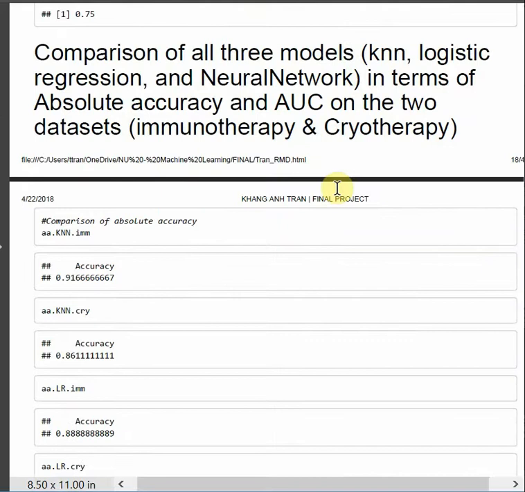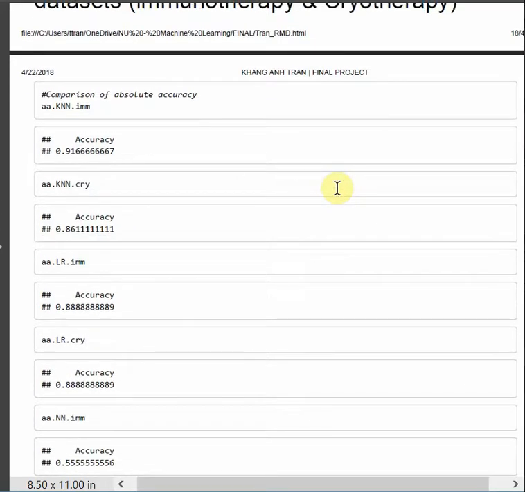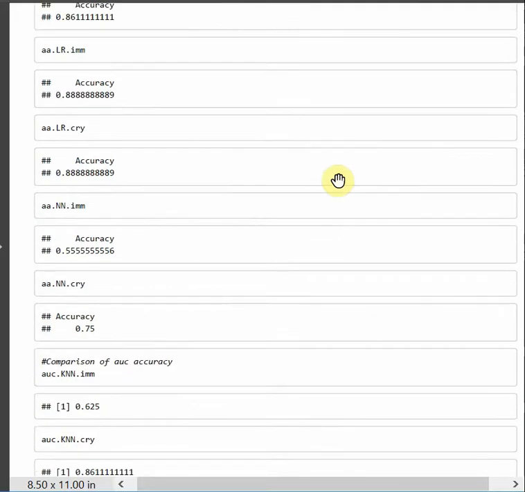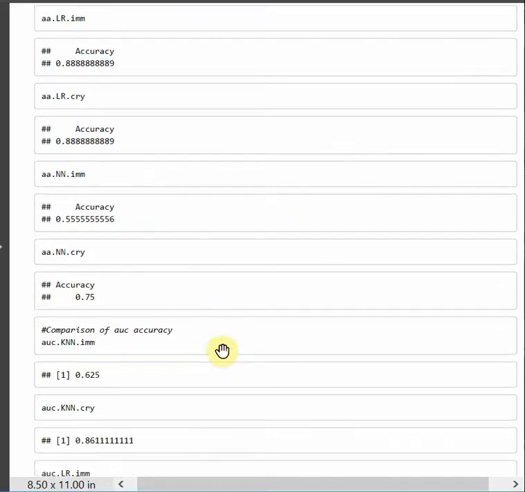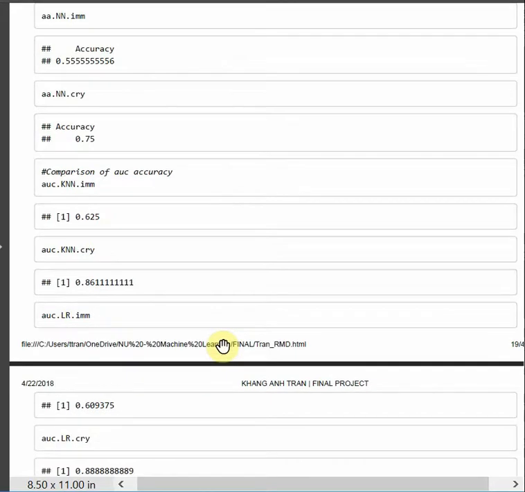Okay, finally, I compared all three models in terms of absolute accuracy and AUC accuracy. It turns out the KNN algorithm was a lot more accurate as opposed to the logistic regression models, but the neural networking models were kind of iffy. They seem to be relatively inaccurate.